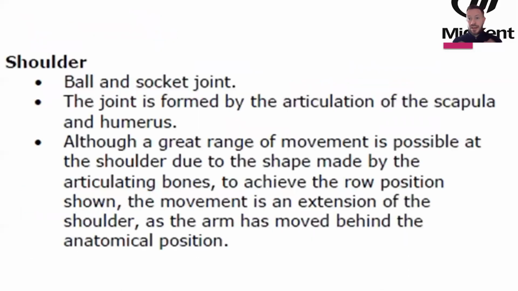So if we have a look at how we can analyze and break it down from a marking point of view. Again, those are some of the key things that you might be looking for in the shoulder. So again, things like the word although: a great range of movement is possible at the shoulder due to the shape made by the bones. The movement is extension as the arm has moved behind the anatomical position. So you've got words like although the movement is this, this has allowed the arm to move. Again, you need to link some of the sentences together to make sure that you're getting the analysis across.